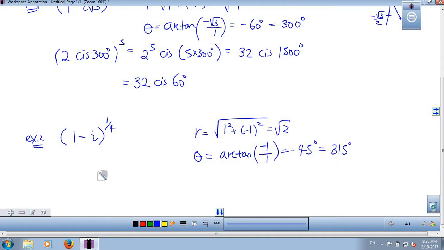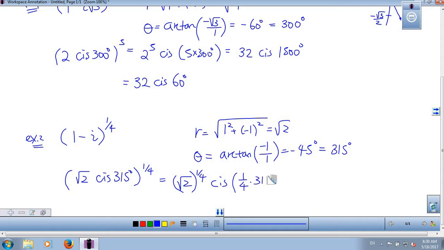You add 360 to it. So basically what we're doing is we are taking the square root of 2, CIS 315 degrees, and raising it to the 1/4 power, which is the 4th root. But this is not just finding all the 4th roots, it's just finding one of the 4th roots. So this will be the square root of 2 to the 1/4 power, CIS 1/4 times 315 degrees.